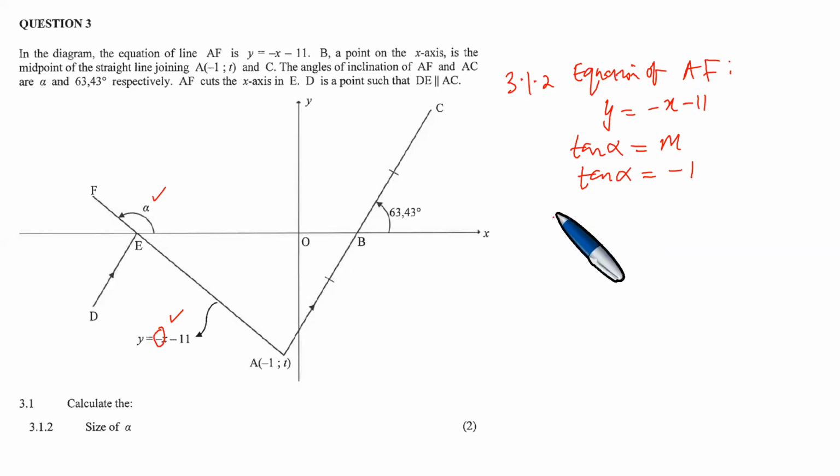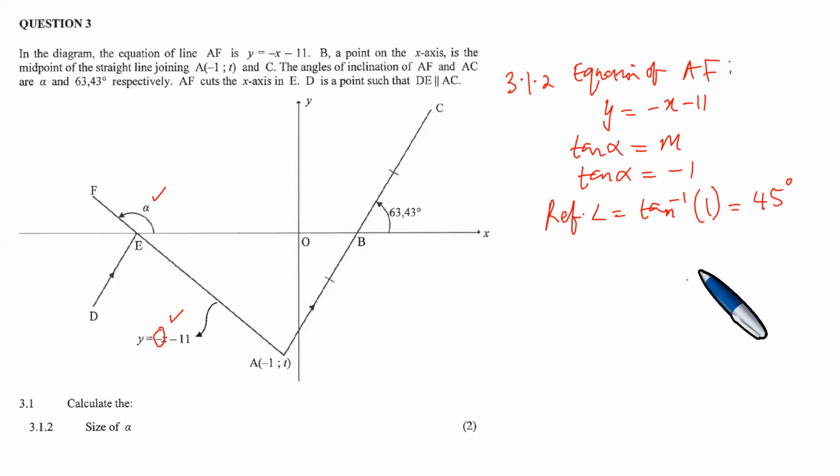So now we need to get a reference angle. How do we get a reference angle? A reference angle is obtained by taking the arctan of 1. You take the positive of that, always the positive. So what is arctan of 1? Using a calculator, we get 45 degrees. You can also use special triangles for this.